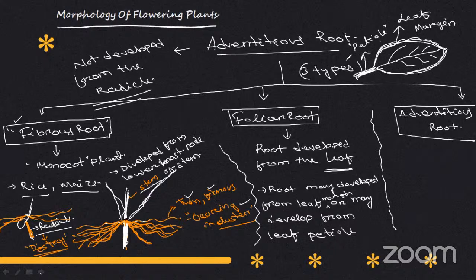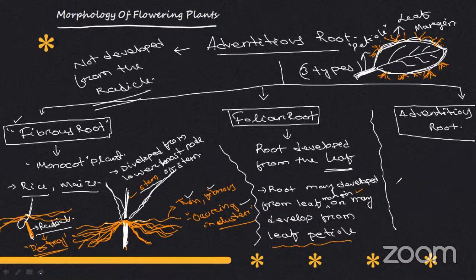So the root may develop from the leaf margin, or it may develop from the petiole. Suppose this is the leaf margin. The root may develop from the leaf margin, and this is in case of your Patargaja. In case of Patargaja, the leaf margin develops the root system here. Or it may develop from the petiole in case of your rubber plant.